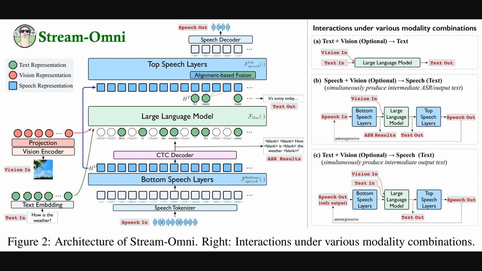Alright, and this figure shows us the full Stream-Omni architecture in action, really detailing that process we just discussed. You can see raw speech coming in at the bottom, and it first hits a speech tokenizer, which is a component that breaks the continuous audio down into small, discrete digital units. These units then go to the bottom speech layers to create that initial text transcription. That text then feeds into the main large language model, alongside any visual information. Finally, the top speech layers use a special alignment-based fusion module to generate the spoken audio output, making sure it perfectly matches the model's text response.